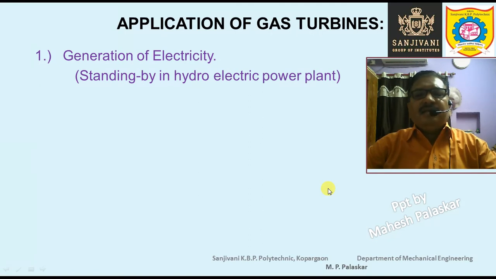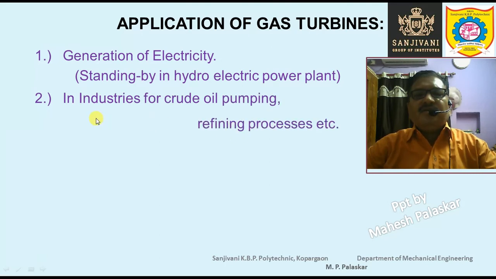And this is used as standby in hydroelectric power plant. So whenever there is some maintenance work going on in the hydroelectric power plant or some other issue in the hydroelectric power plant, at that time we can use the gas turbines as the standby device for producing the power, for generating the electricity.